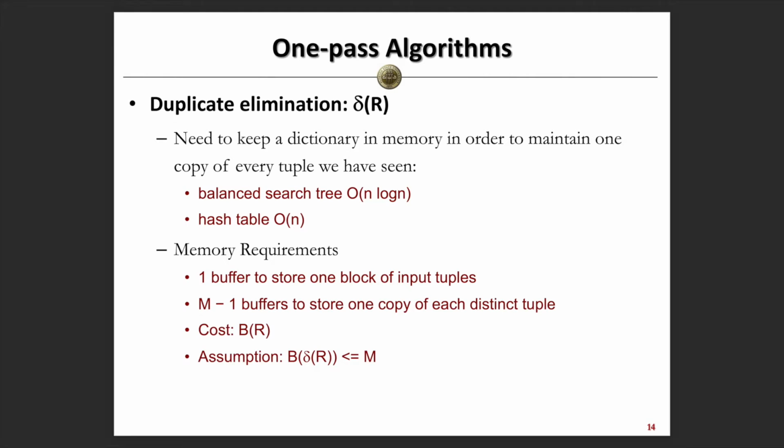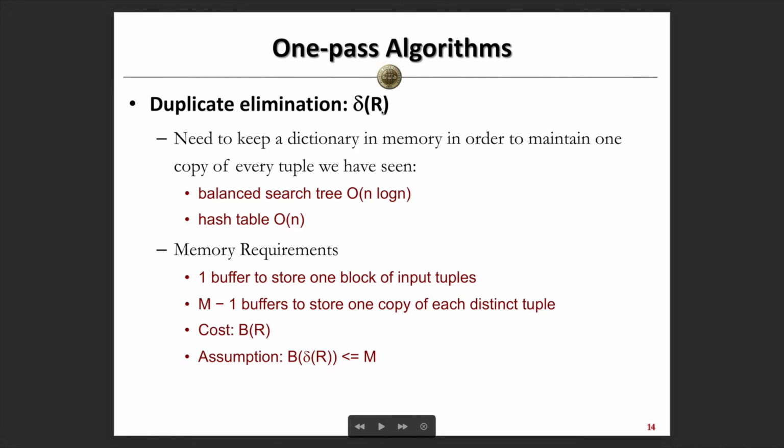Alright, so besides the selection as well as projection operators we showed before, some other operators can also be implemented with these one-pass algorithms. On this page, we show you another example, the duplicate elimination operator. It can be denoted by delta R. The delta denotes the duplicate elimination operator, and R denotes one relation. Based on this operator, we can remove duplicates from the relation.